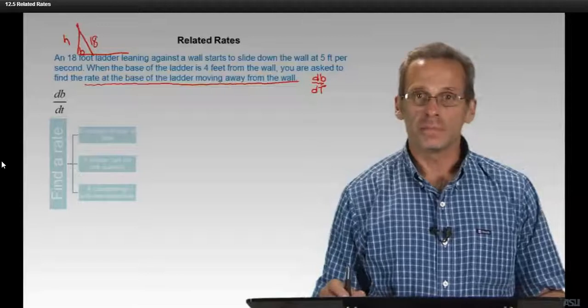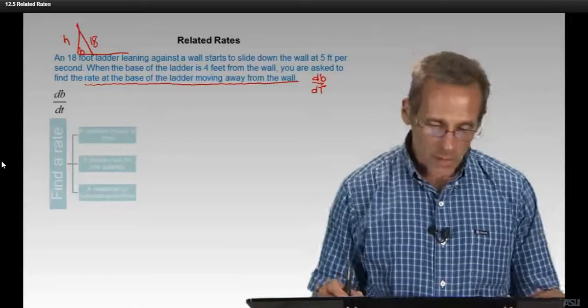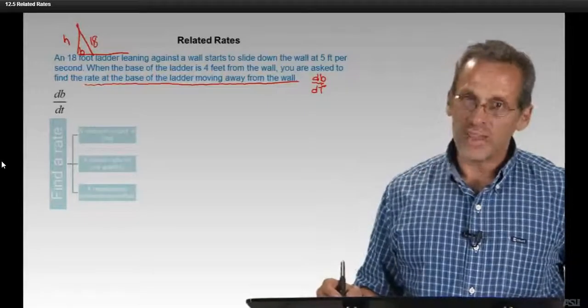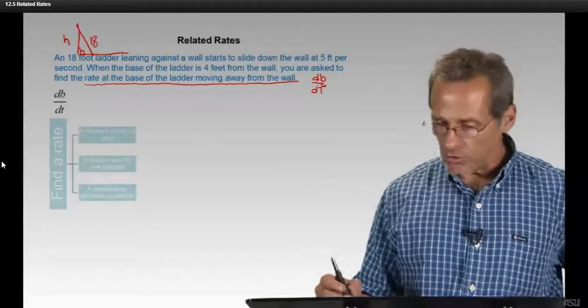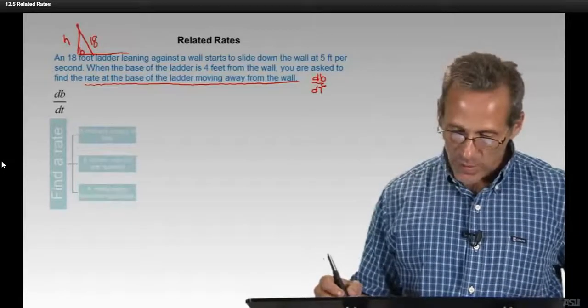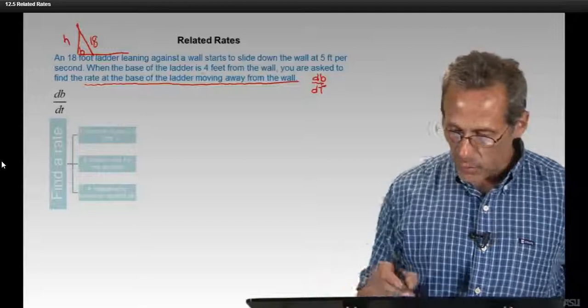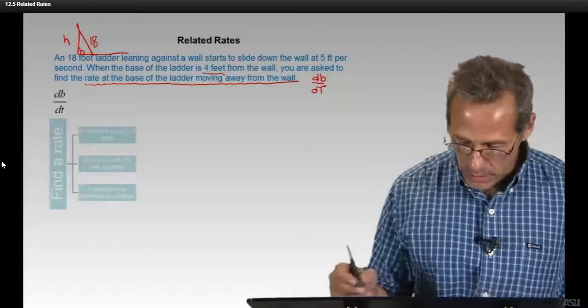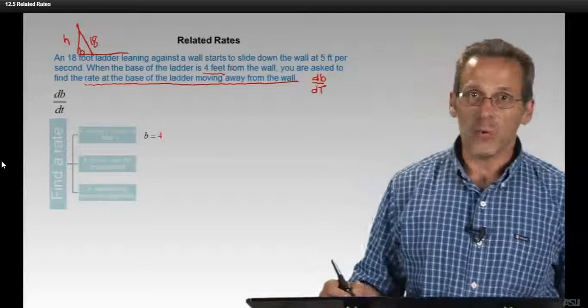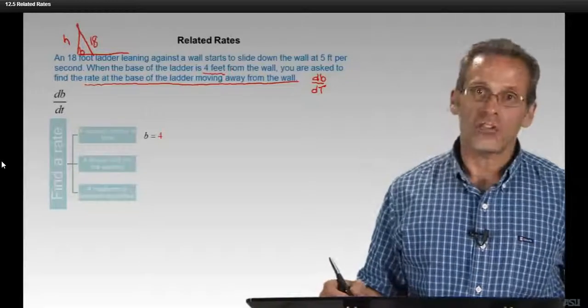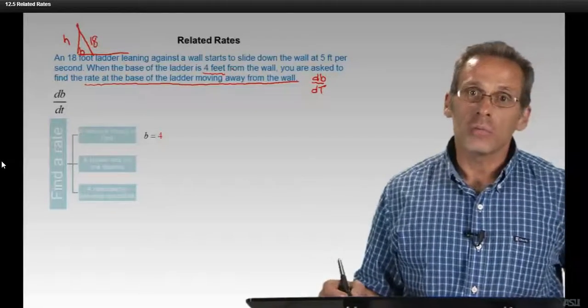dB dt. We need a moment frozen in time. This ladder is sliding down the wall. We're going to stop this physical motion when the base of the ladder is 4 feet from the wall. So when that occurs, when the base is 4, we are asking the question, how fast is the base moving away from the wall?